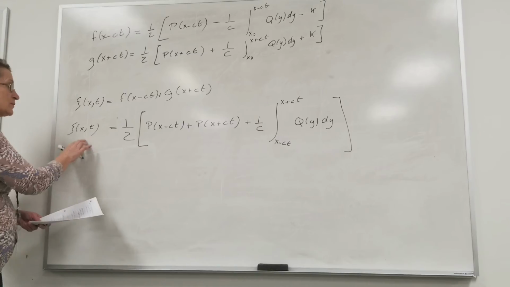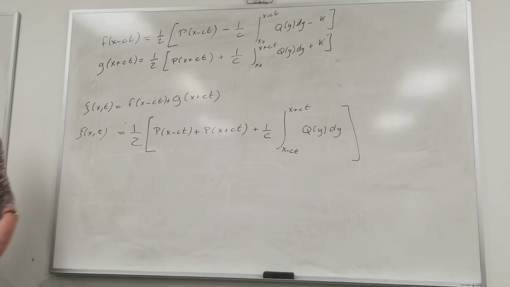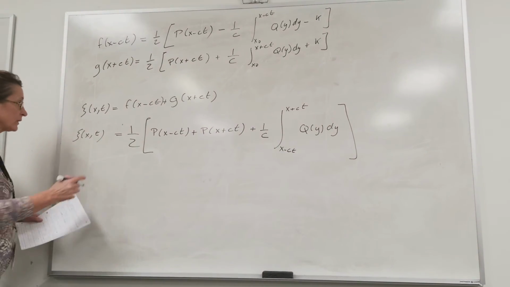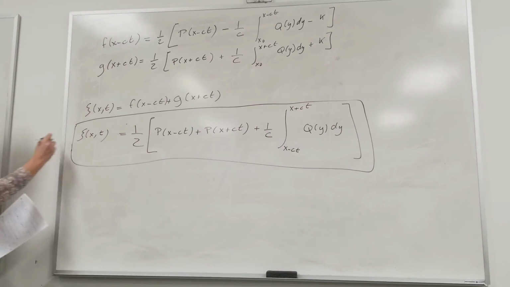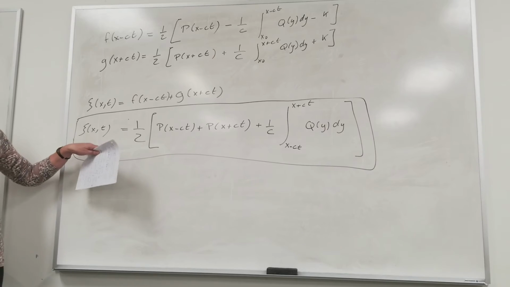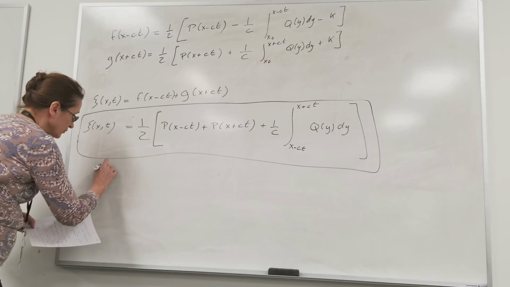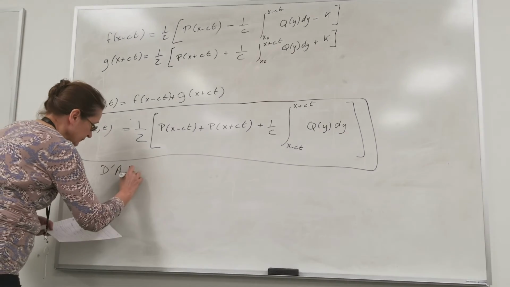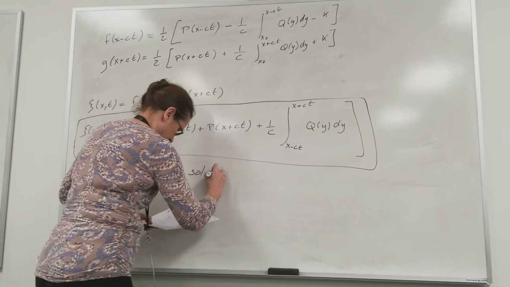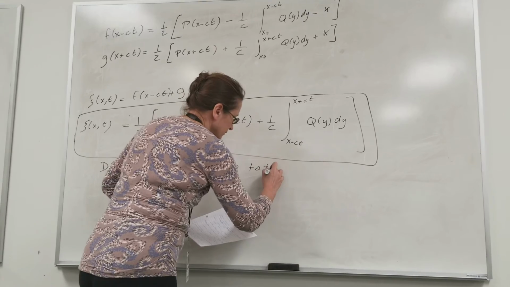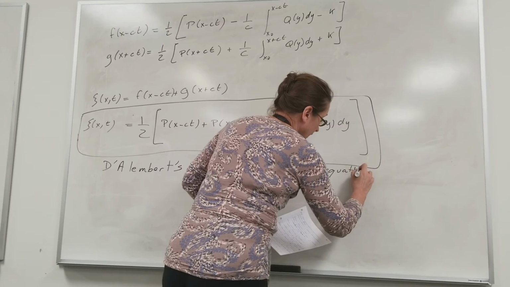So in order to get the displacement, we need to integrate the velocity, and then that adds up to the initial displacement. Okay, so this is our solution, and you don't have to go through that whole process anymore. You can start from here. Okay, and this is called the D'Alembert solution to the wave equation.